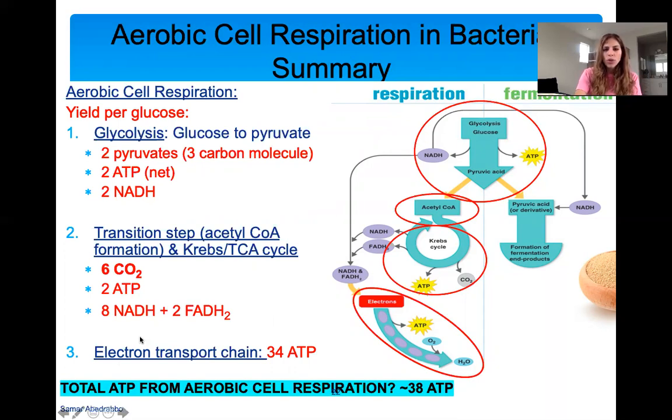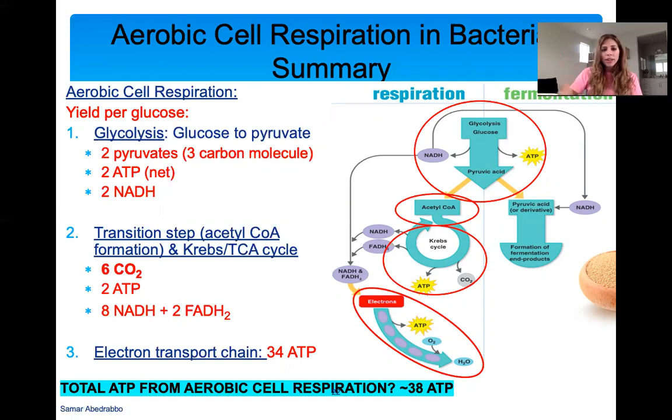And I want you to know the order of the steps. So it's glycolysis, then the transition step plus the Krebs cycle or TCA cycle, then the electron transport chain. And in bacteria or prokaryotes, glycolysis happens in the cytoplasm. The acetyl-CoA transition step and Krebs cycle also happen in the cytoplasm. And then the electron transport chain happens in the cell membrane.